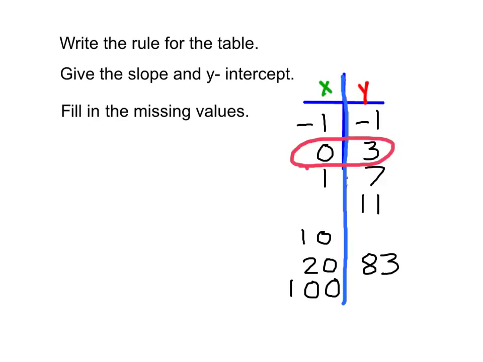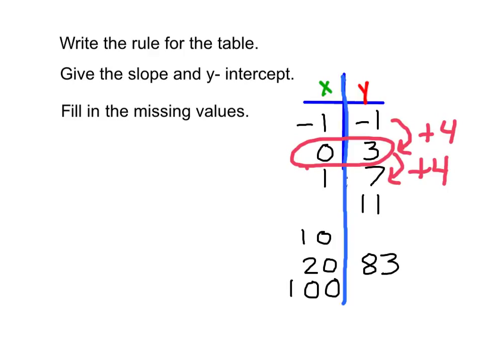Next, to find the slope, that's the same as the growth rate. So I need to identify how much y is growing each time x increases by 1. Here, from negative 1 to 3, that's a growth rate of 4 as x increases from negative 1 to 0. And then as x goes from 0 to 1, that's also a growth rate of 4. So it looks like our growth rate is constant. It's 4.